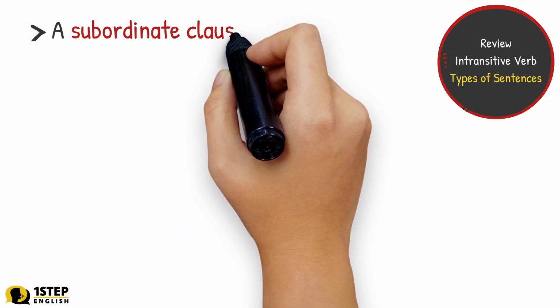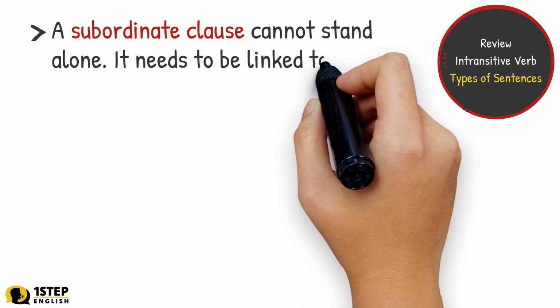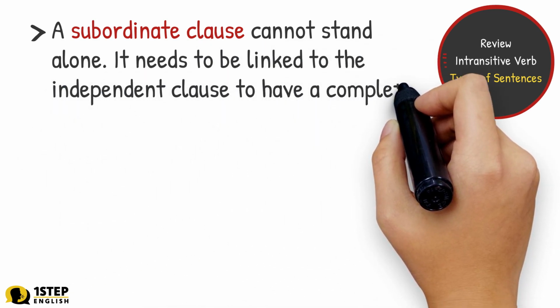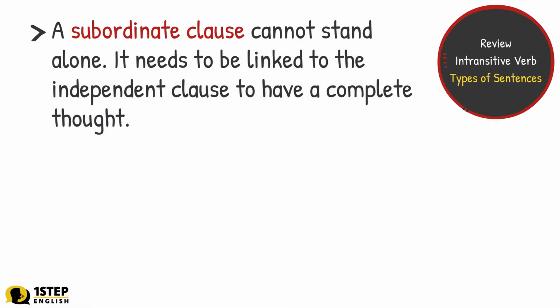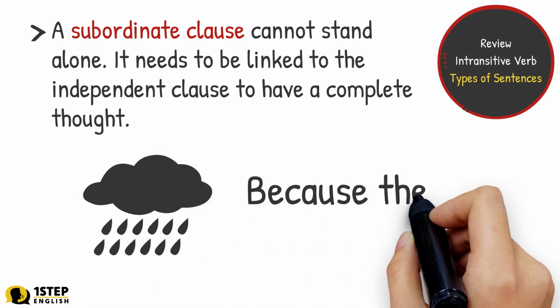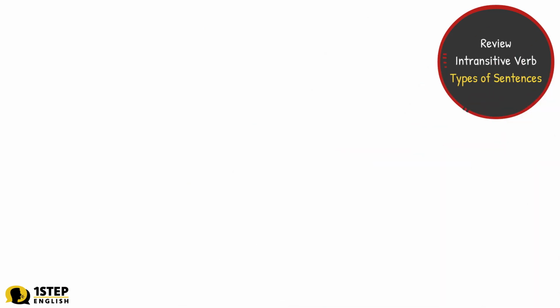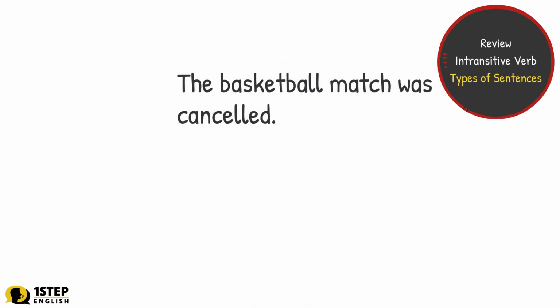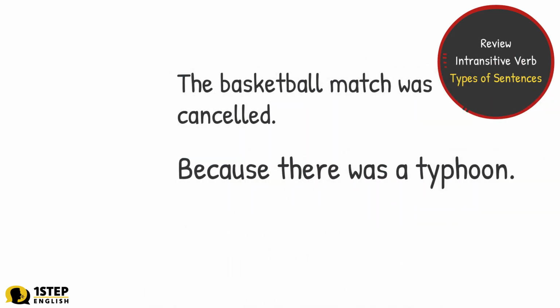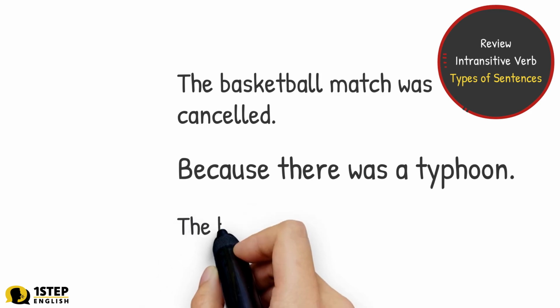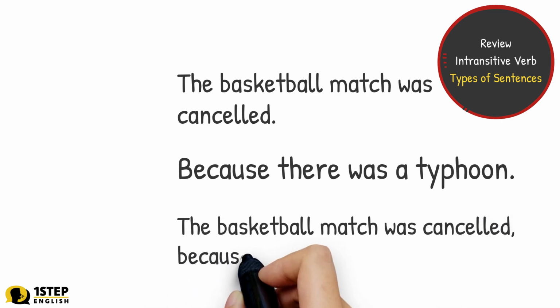A subordinate clause cannot stand alone. It needs to be linked to the independent clause to have a complete thought. For example, because there was a typhoon. The basketball match was cancelled. Because there was a typhoon. Put the two examples together and you have a complex sentence. The basketball match was cancelled because there was a typhoon.